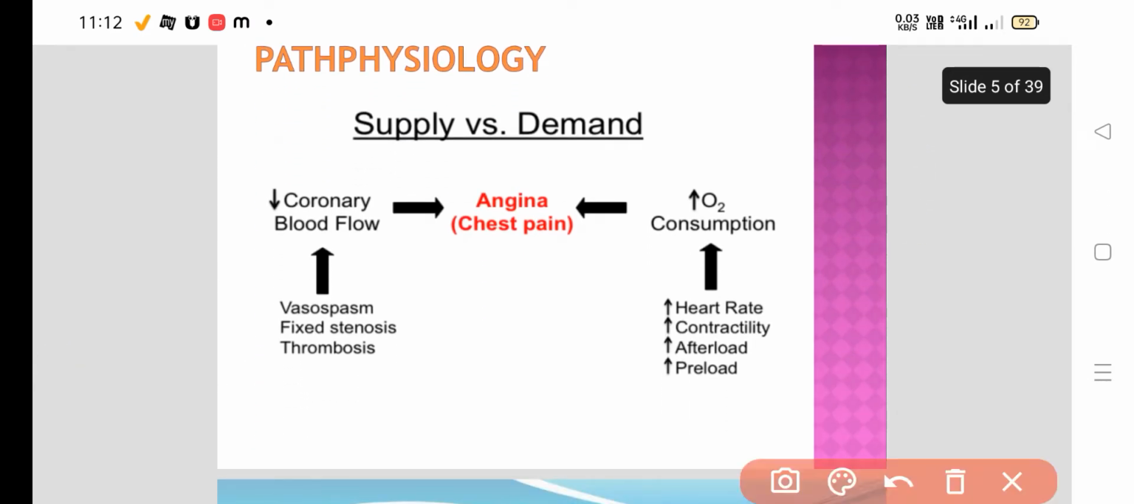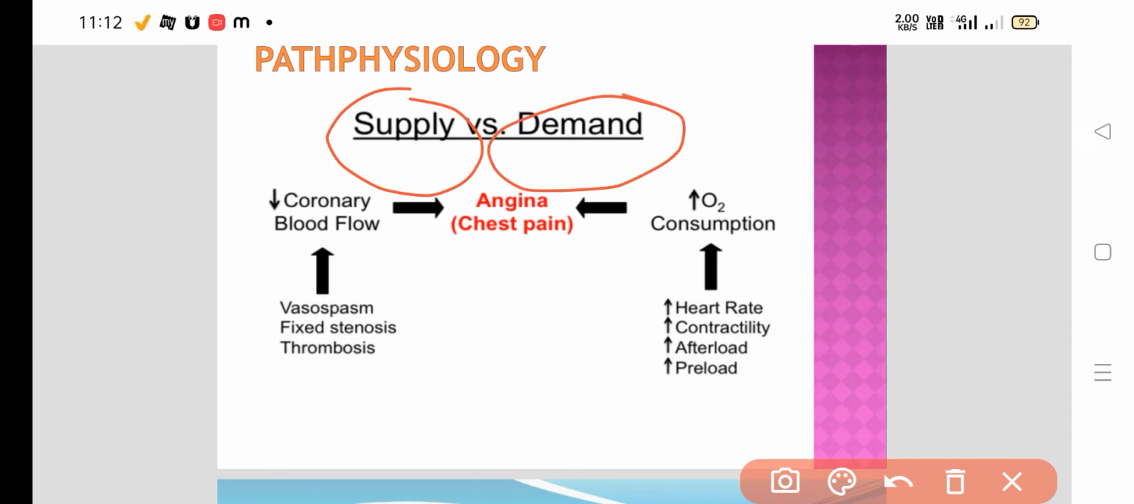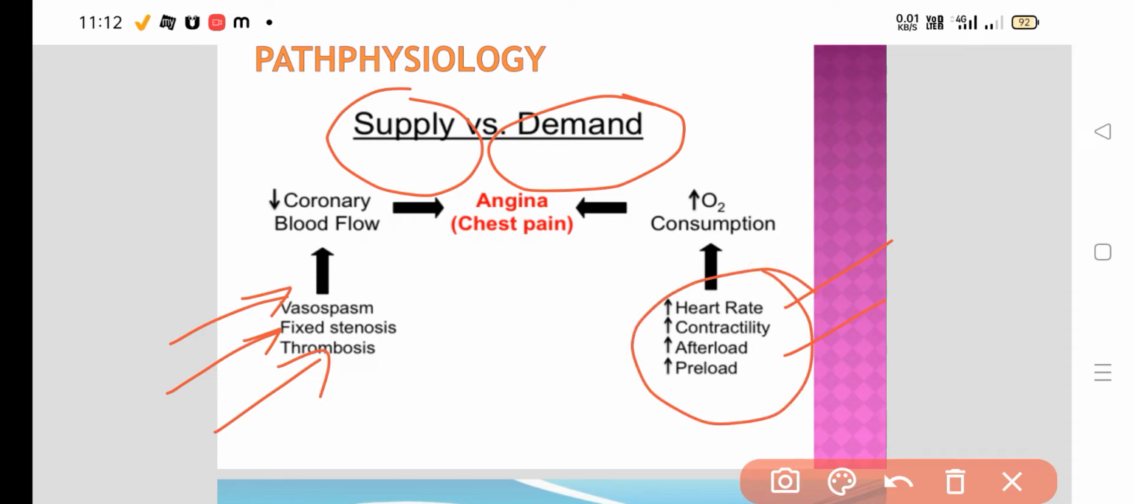Now, as we have just seen, it is the imbalance between oxygen supply and oxygen demand. In this case, there is decreased oxygen supply because of vasospasm, fixed narrowing of the vessel, fixed stenosis or thrombosis, and increased oxygen consumption: increased heart rate, contractility, increased afterload or preload. So conditions like hypertension, hypertrophic cardiomyopathy, ventricular hypertrophy.